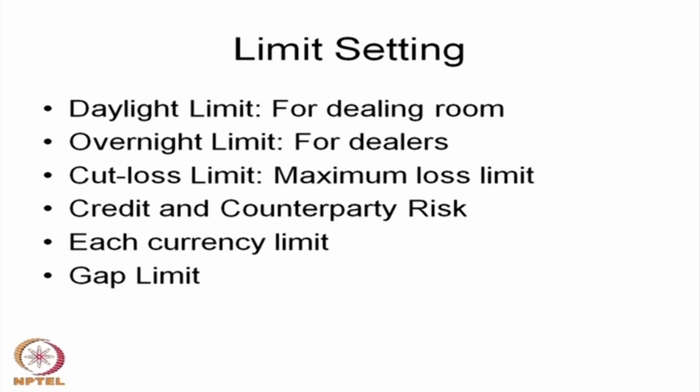Cut loss: cut loss means when I have to stop my trading, the maximum loss I can have. The cut loss limit is also set through the maximum loss limit set by the value at risk model. Credit and counterparty risks: because counterparties are there, their positions also bear risks, and their risk can be analyzed through the value at risk model also. Credit and counterparty risks also, the possibilities are there, you can use the value at risk model. Each currency limit: because each currency has its own volatility, you can put a limit on each currency, its trading pattern, trading side, through the value at risk model.